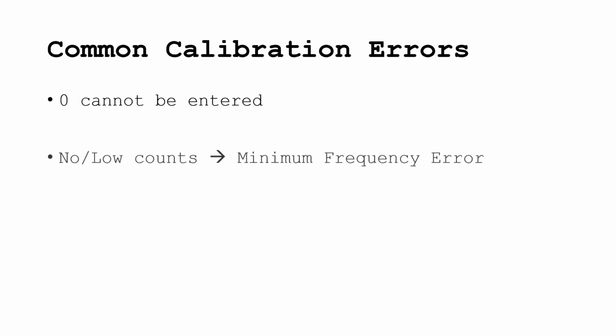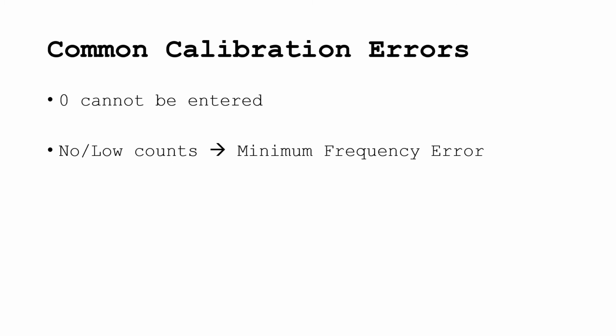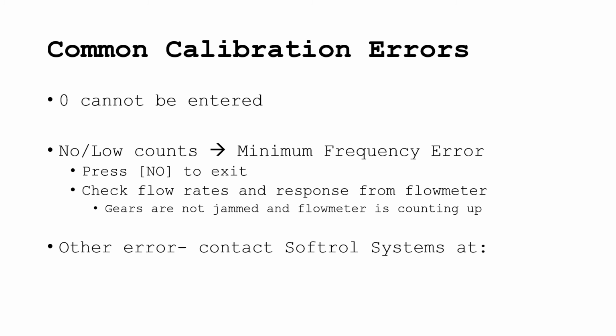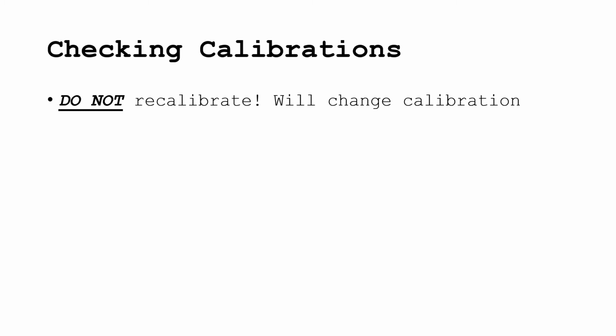Some common calibration errors are: 0 cannot be entered in for a calibration. If no counts or low counts, less than 1 per second, are detected, the system will alarm with a minimum frequency error. If this occurs, press the No key to exit and check the flow rate as well as the response from the flow meter. Make sure the gears are not jammed and the meter is counting up during the calibration. If the error was not described, contact Softrol Systems at 770-974-2700 for further assistance.